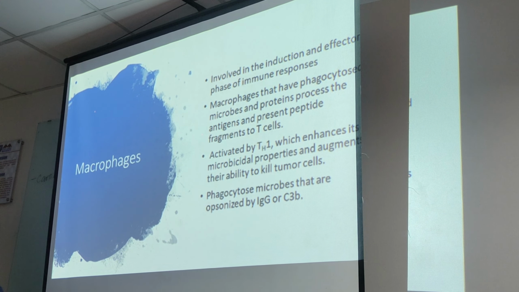Macrophages are involved in the induction of the effector phase of immune responses. Macrophages that have phagocytosed microbes and proteins process the antigen and present peptide fragments to T cells. Activated T helper 1 cells enhance their microbicidal properties and augment their ability to kill tumor cells. Also, phagocytosed microbes that are opsonized by IgG or C3b are also possible here.